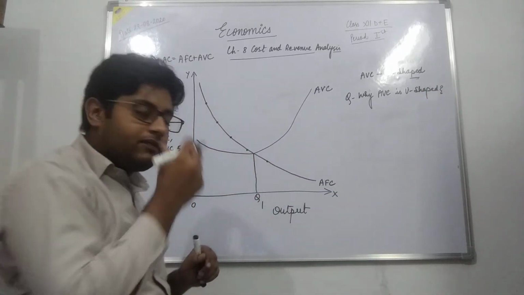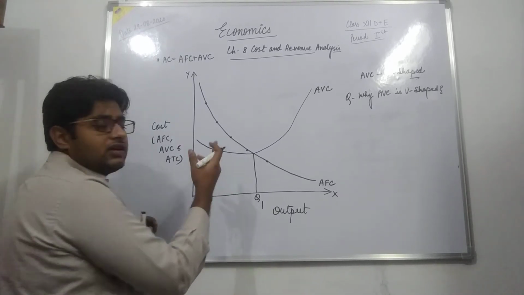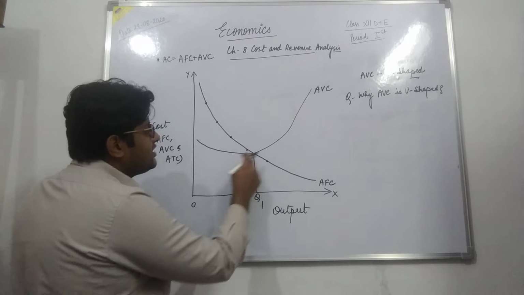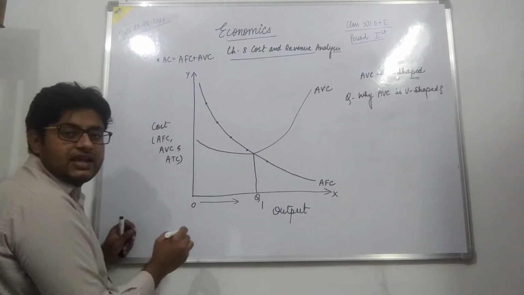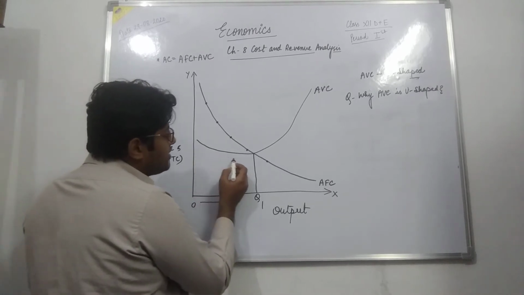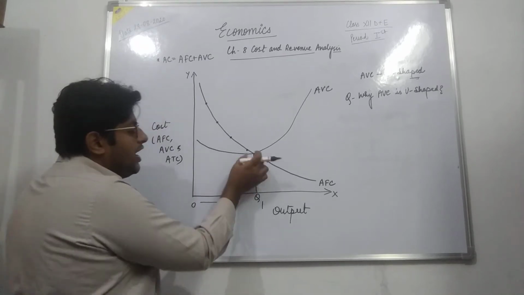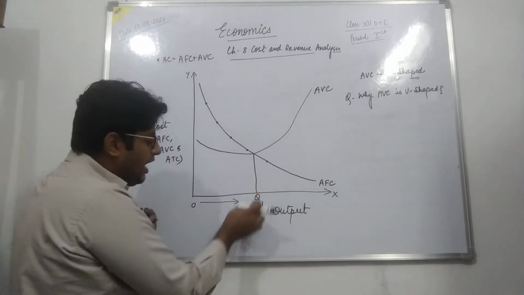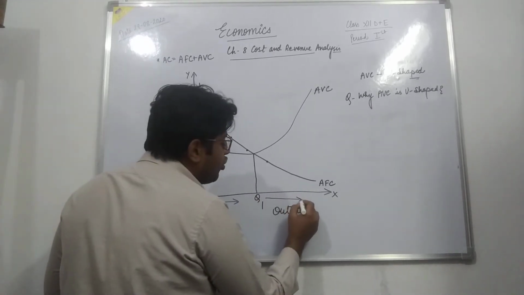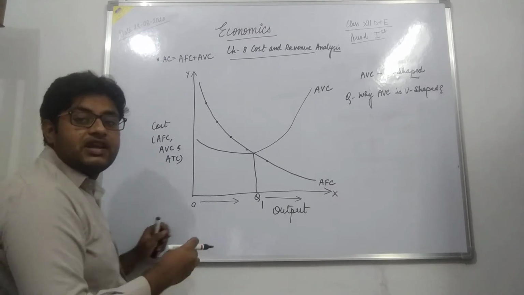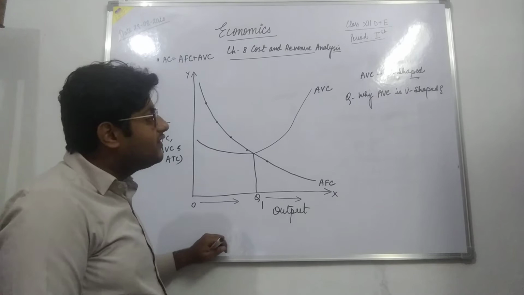What is the meaning of AVC being U-shaped? What can you conclude from seeing this AVC curve? You can see that as the output level is increasing, my average variable cost is falling. It reaches its minimum at the Q1 level of output, and again when the output increases, the average variable cost starts increasing. This is the implication of this curve.